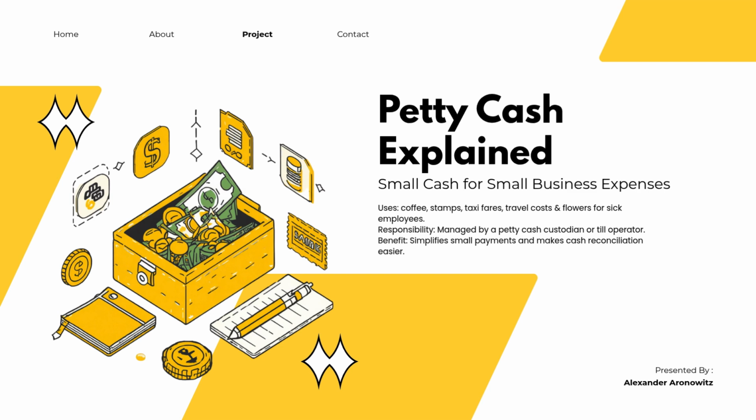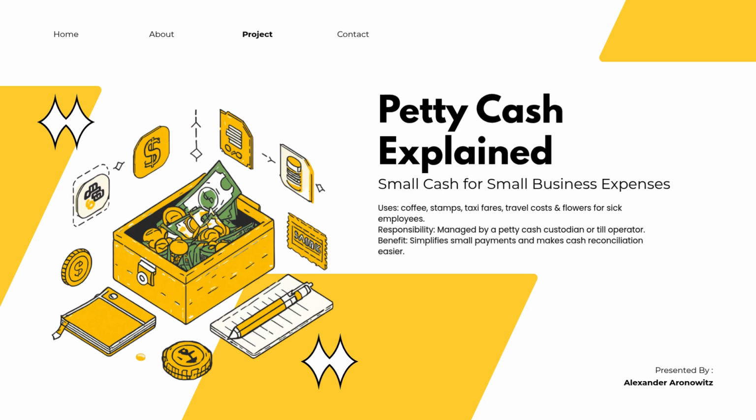PT cash. Now look at PT and look at this visual. This is a box of money and it includes notes and coins and what it's held for. Let's read the description. Small cash for small business expenses. Uses: coffee, stamps, taxi fares, travel costs, and flowers for sick employees.